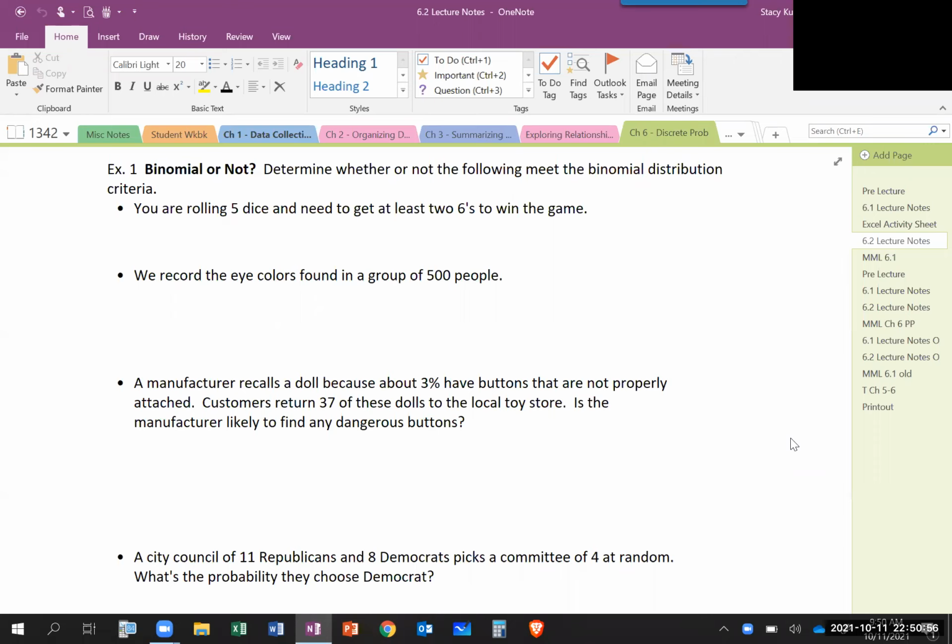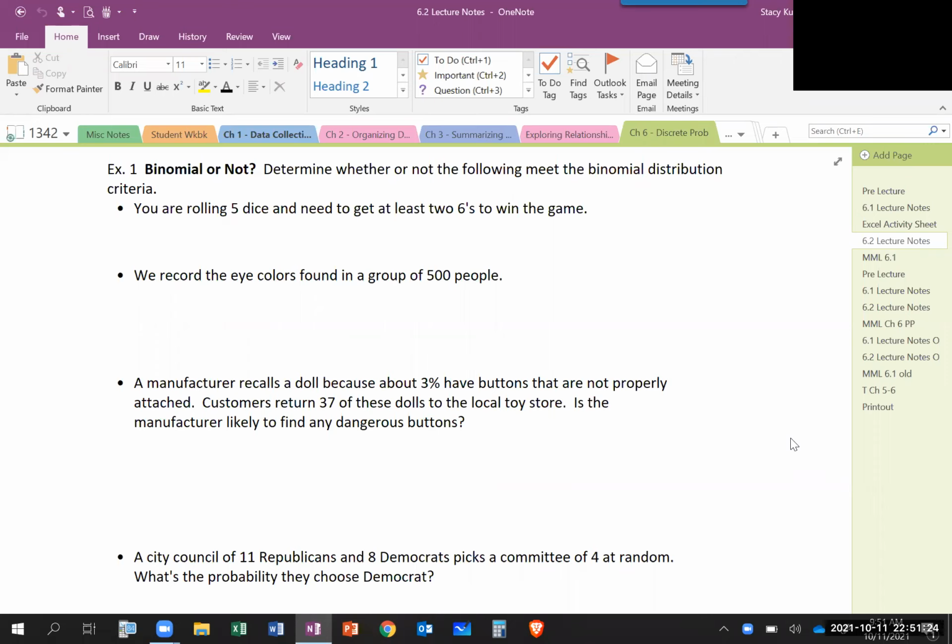So the next one says a city council of 11 Republicans and 8 Democrats picks a committee of 4 at random. What is the probability that they choose a Democrat? All right, is there a fixed number of trials? 4, yes, so n is equal to 4. Are they independent? Yeah, because they're people, right?